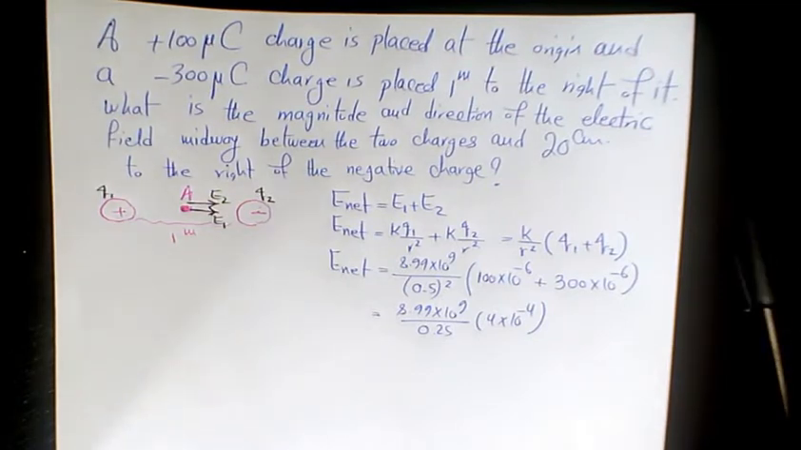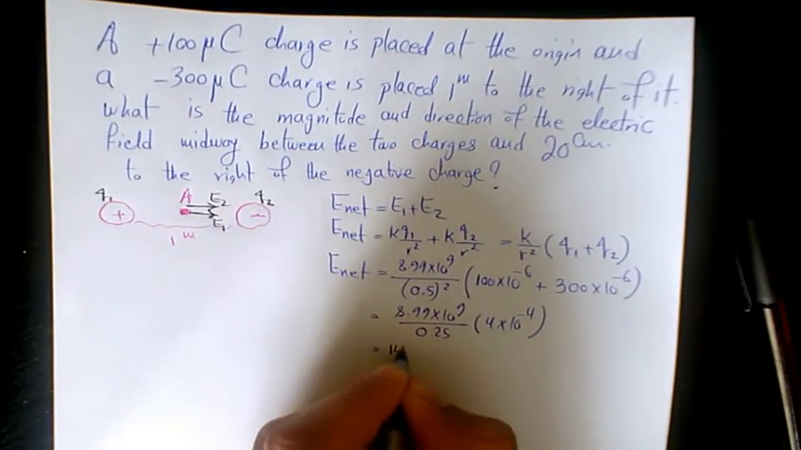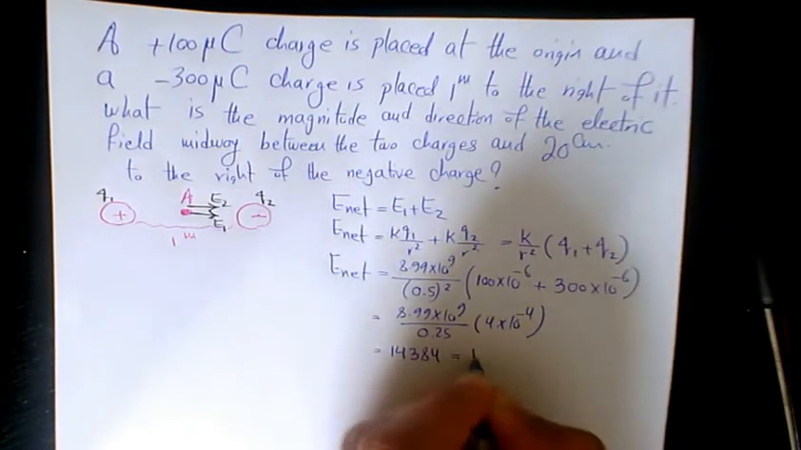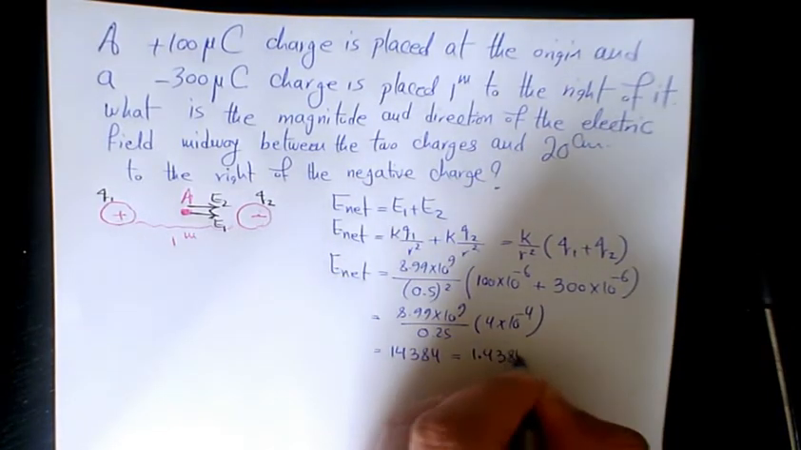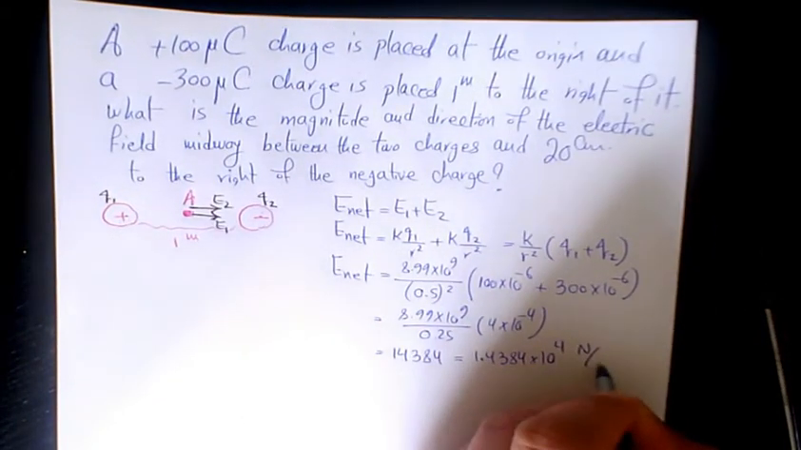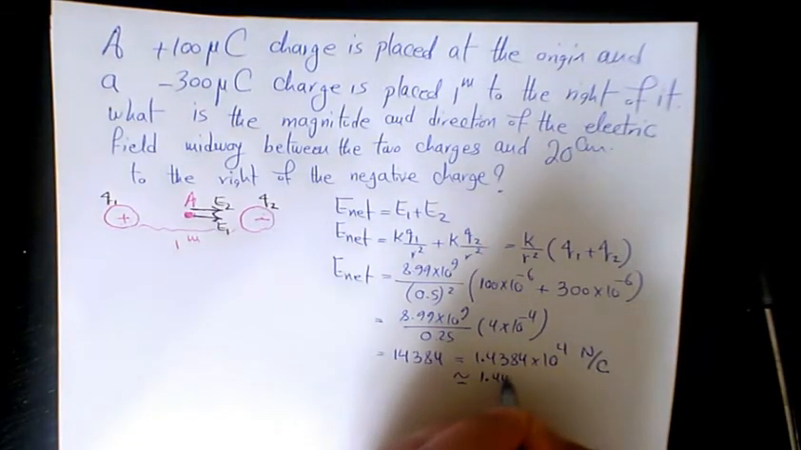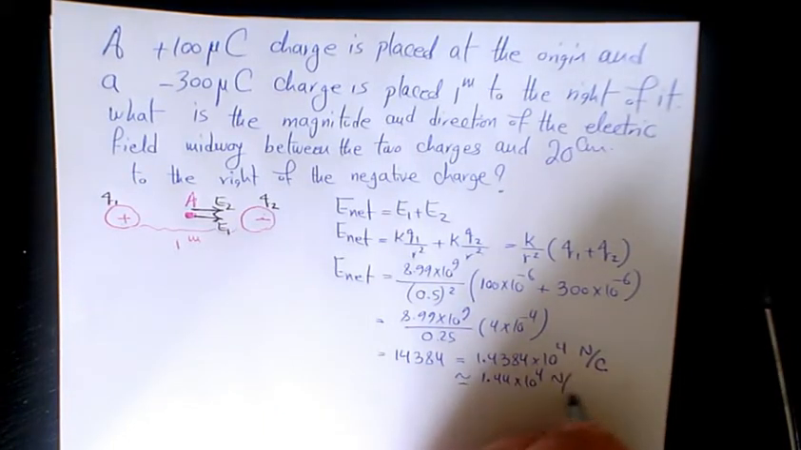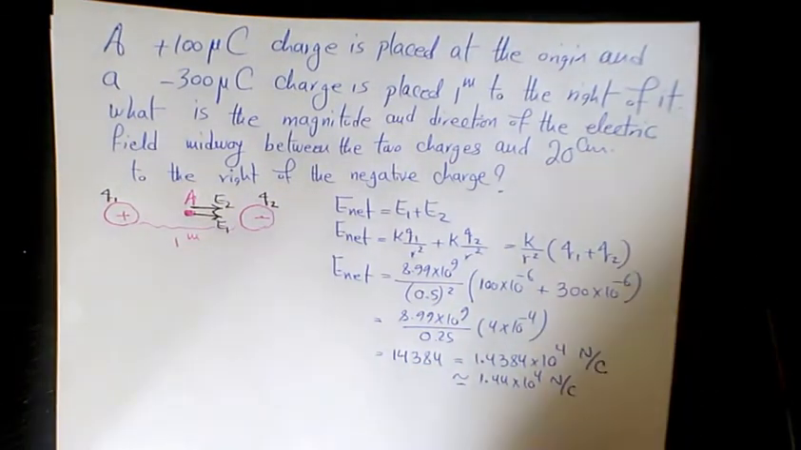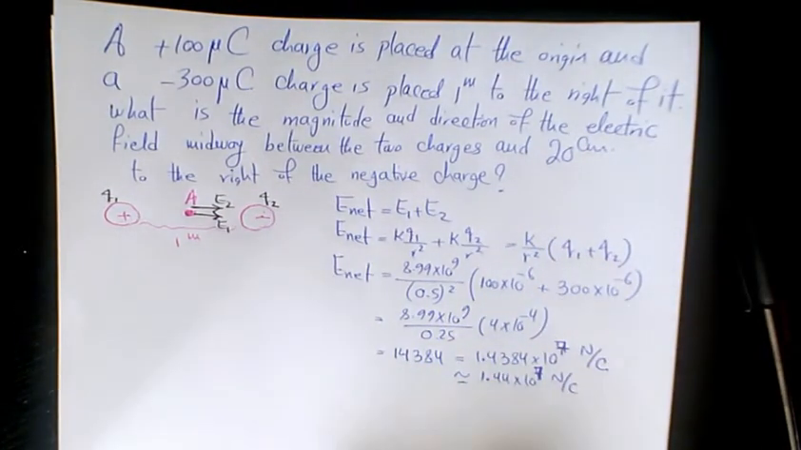So we have 8.99 times 10 to the power of 9 times 4 times 10 to the power of negative 4 divided by 0.25. So the answer will be 14384, or 1.4384 times 10 to the power of 4 Newton per Coulomb, or if you want to round it, it's going to be 1.44 times 10 to the power of 4 Newton per Coulomb. This is going to be 9 and negative 4, yeah, that's correct.